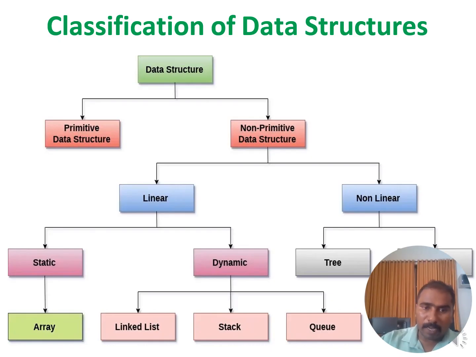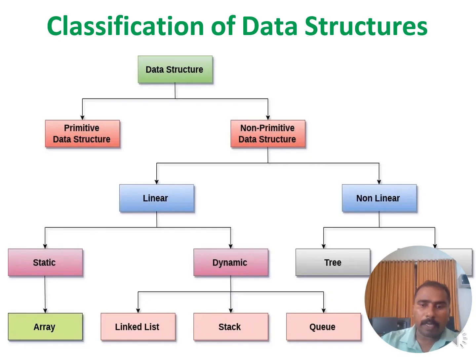Linear data structures are again classified into two types: static data structure and dynamic data structure. Static data structure means fixed-size memory allocation. If we want to store any extra data we cannot, because the memory size is already fixed. We can store only that many values. For example, arrays.